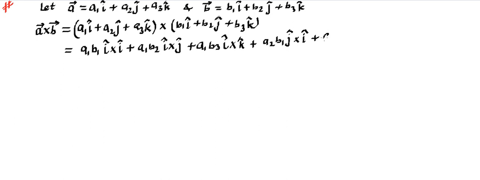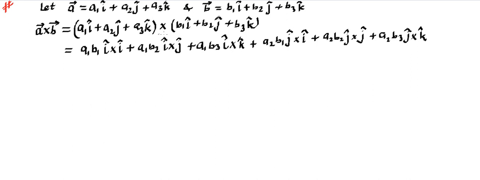Then this will be A2 B2 j cap cross j cap, and the next term of this is going to be A2 B3 j cap cross k cap. So this is how we got the 6 terms so far by multiplication of these 2 terms.